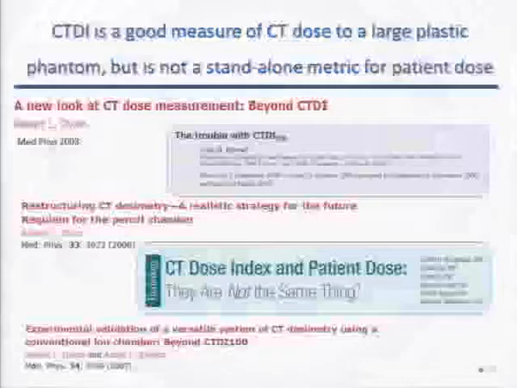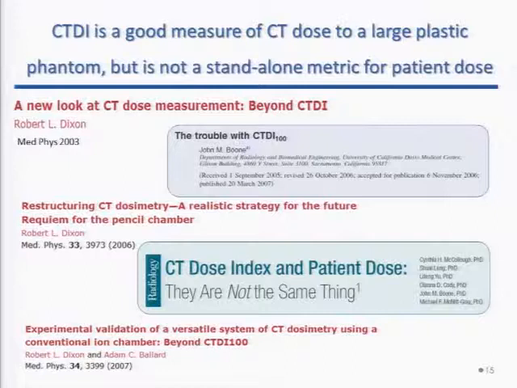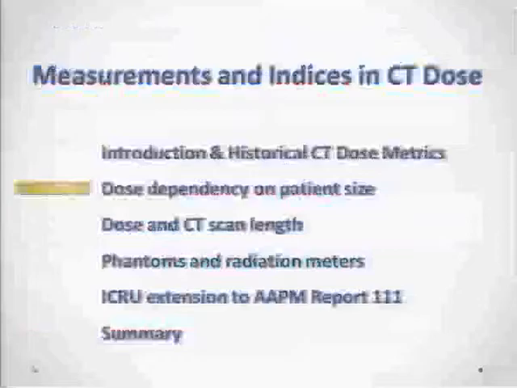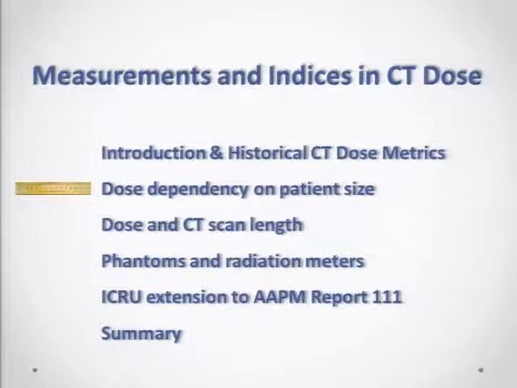That being said, CTDI is a great measure if the patient happens to be a 32 centimeter diameter chunk of plastic, but it's really not a good standalone metric for patient dose, as I alluded to when talking about Tom Shope's work. That's why they called it an index and not something else. And there have been a lot of papers over the last 10 years that have been critical of the use of this metric if it's not couched properly. So let's talk about some of the criticisms that have been raised with respect to certain parameters.